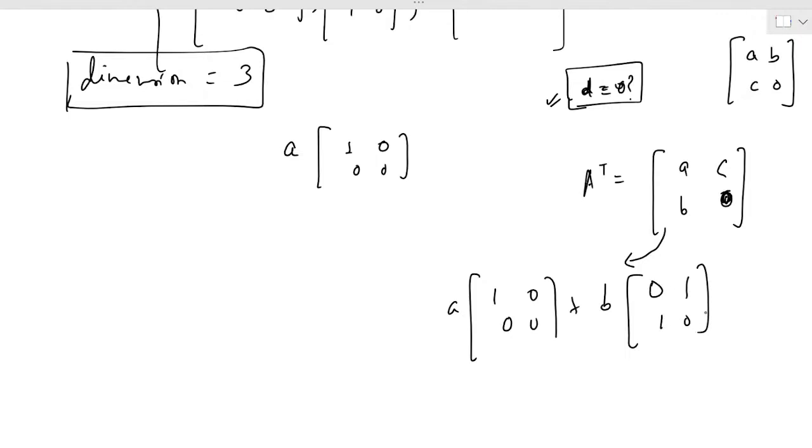So because of the constraint, the dimension has reduced. Is that clear? So here it is reduced. See, now you can span this particular space by only these two vectors.